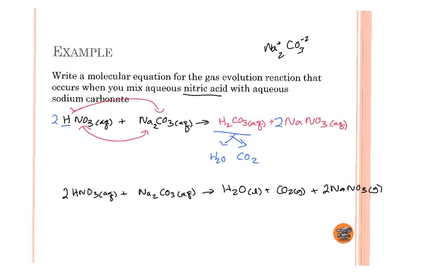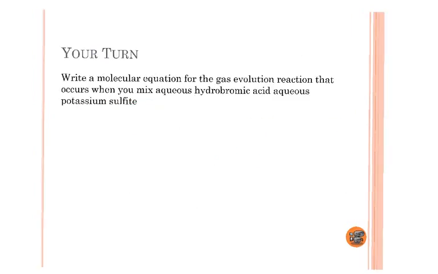And so we have a balanced final equation. Okay, go ahead and try doing this one, where you have aqueous hydrobromic acid combining with aqueous potassium sulfite. First, let's write out the reactants. And so we have hydrobromic acid combined with potassium. And remember, sulfite is like that.